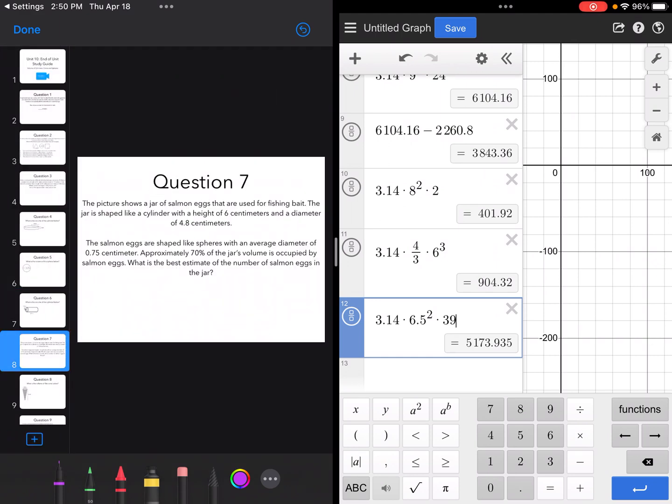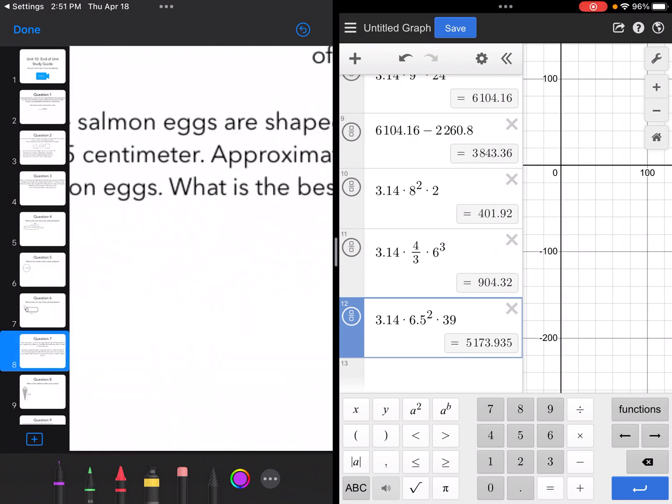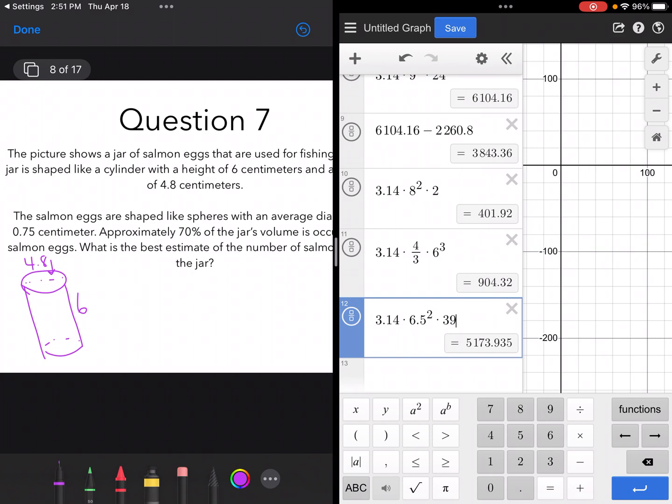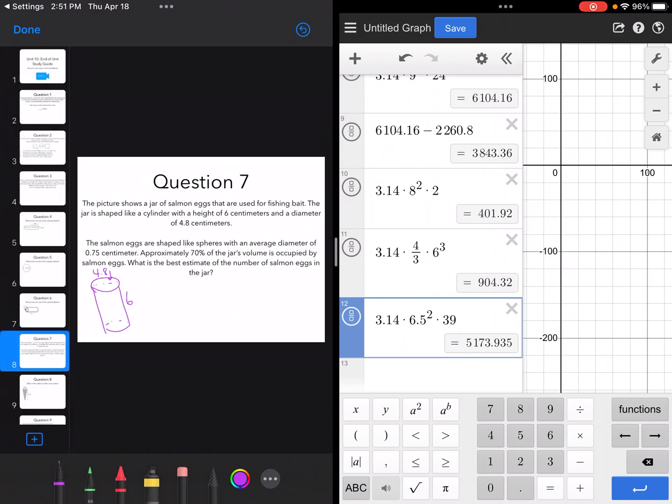All right, a picture, so there's a picture on the test. A picture shows a jar of salmon eggs that are used for fishing bait. The jar is shaped like a cylinder with a height of 6 centimeters and a diameter of 4.8. So let's draw it. Okay, it says that the salmon eggs are shaped like spheres with an average diameter of 0.75. Approximately 70% of the jar's volume is occupied by salmon eggs.